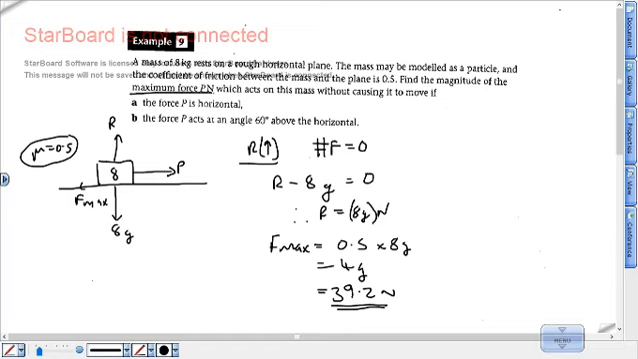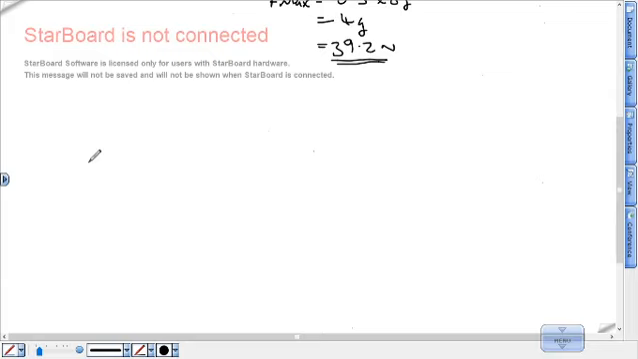Okay, so it says find the maximum value of the force P which acts on the mass without causing it to move. Well, the max it can get to in limiting equilibrium is that. So therefore P could actually equal 39.2 newtons. Now part B says the force P acts at an angle of 60 degrees above the horizontal. So the same scenario, you've got the same surface, so mu is going to be the same because the two materials haven't changed, so mu is still 0.5.